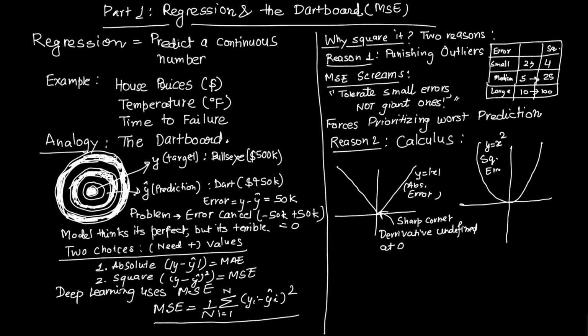Now look at the parabola. Squared error. It's smooth. It's curvy. The slope gently approaches 0 as you get to the bottom. This allows gradient descent to slide perfectly to the center, slowing down as it gets closer, like a golf ball rolling gently into the hole.